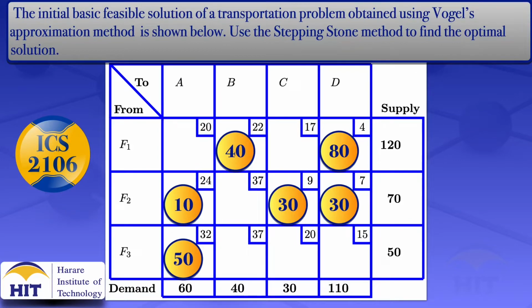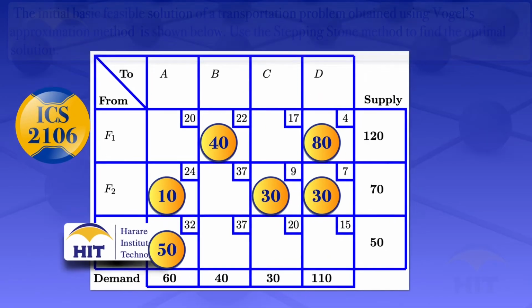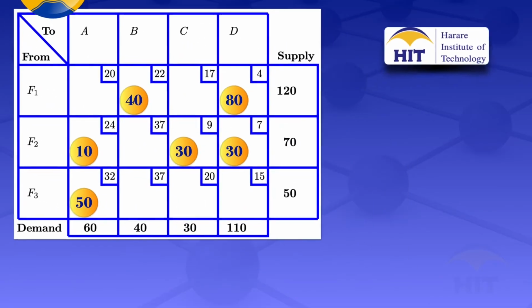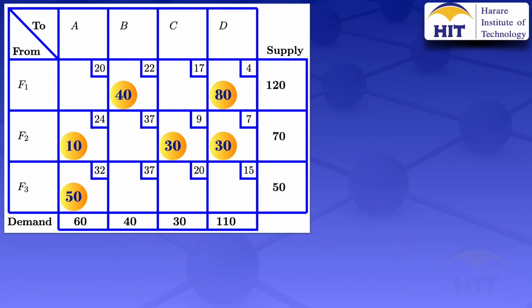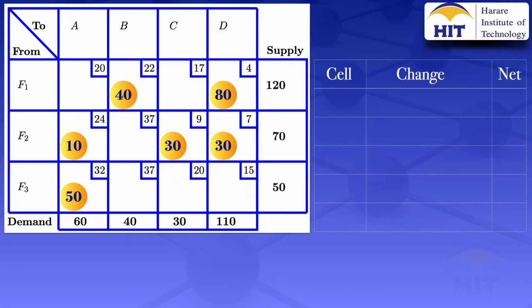The initial basic feasible solution of a transportation problem that was obtained using Vogel's approximation method is shown below. In this tutorial, I'm going to use the stepping stone method to find the optimal solution. So using that initial basic feasible solution, we will start by looking at the unoccupied cells. For all the unoccupied cells, we would have to calculate the change and then obtain the net change.